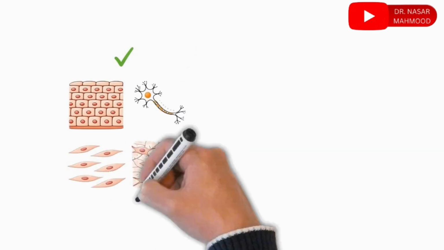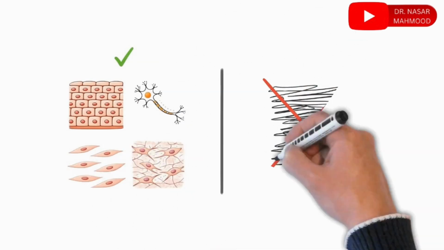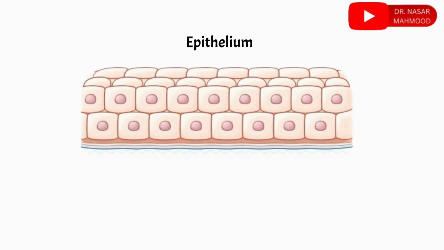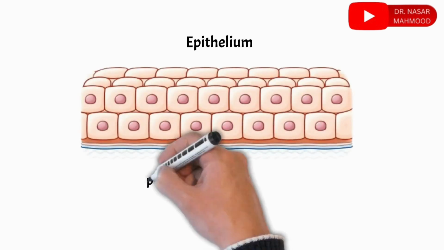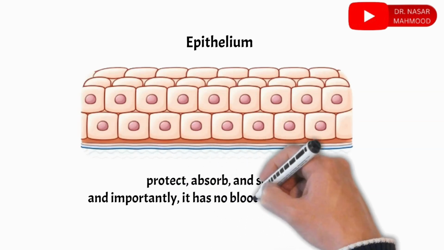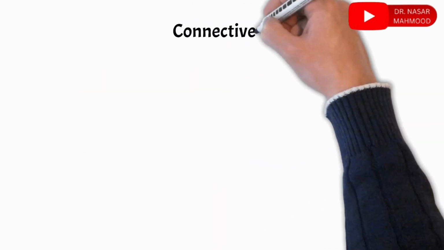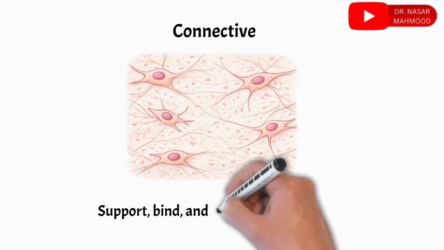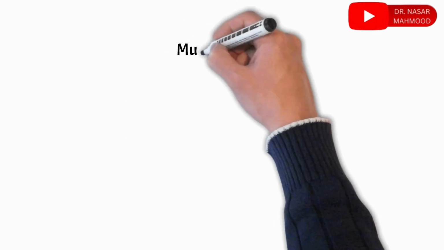What you should take away from this is the pattern, not a list of words. Epithelium is made of tightly packed cells that form surfaces and linings. It's designed to protect, absorb, secrete, and more importantly, it has no blood vessels of its own. Connective tissue is different though. The cells are spread out and sit within the supporting background called the matrix. Its job is to support, bind, and protect other tissues.